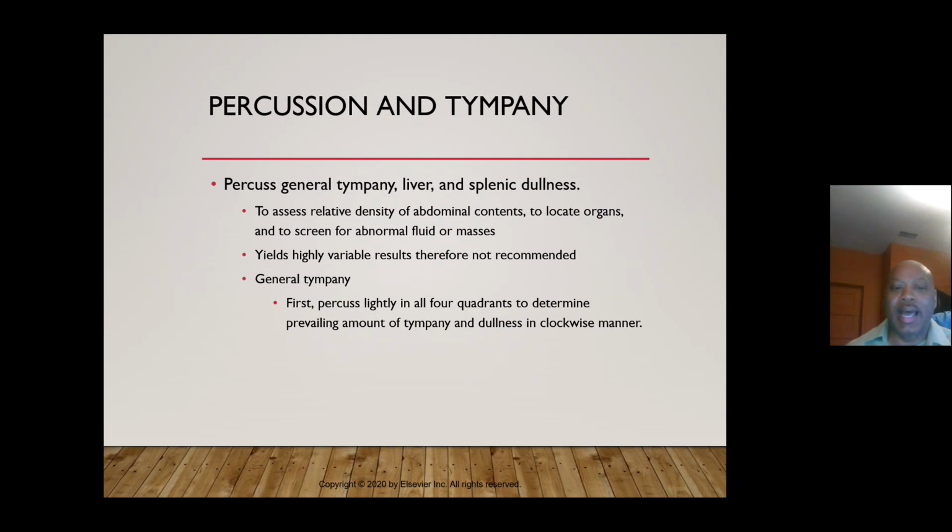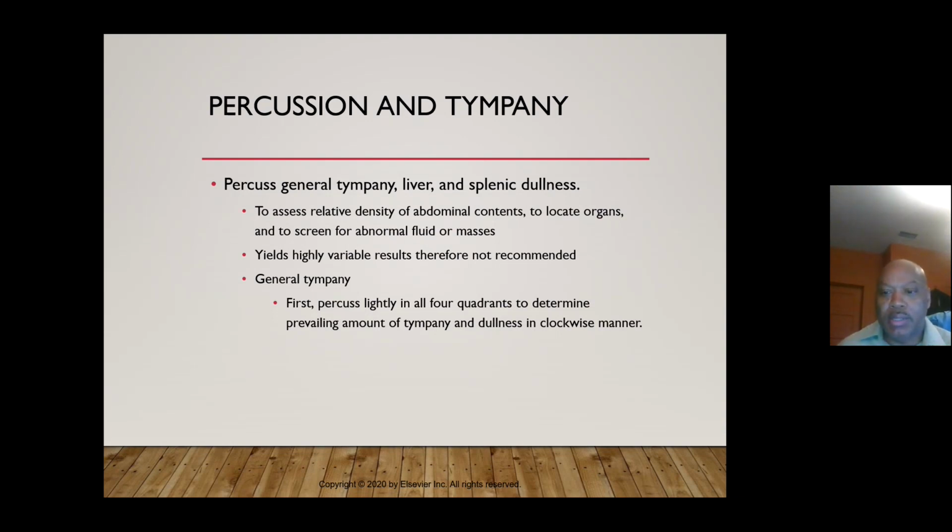So we first percuss lightly in all four quadrants to determine the prevailing amount of tympany and dullness. I kind of get a general overview, if you will. Take a look at figure 22.13 for that demonstration. We also move in a clockwise direction.